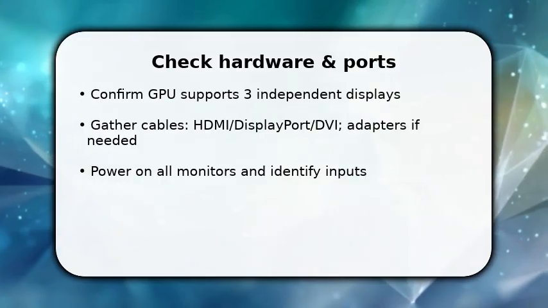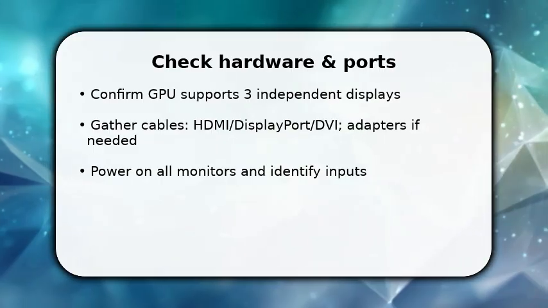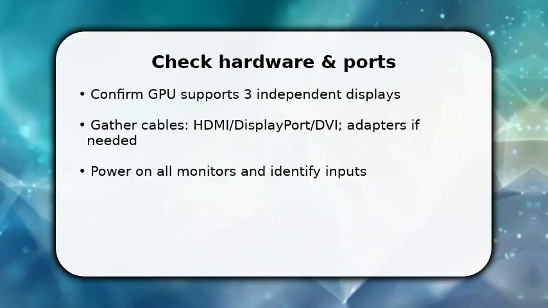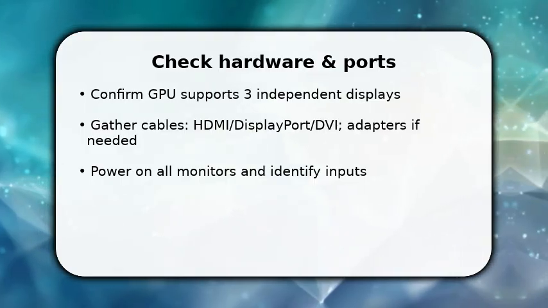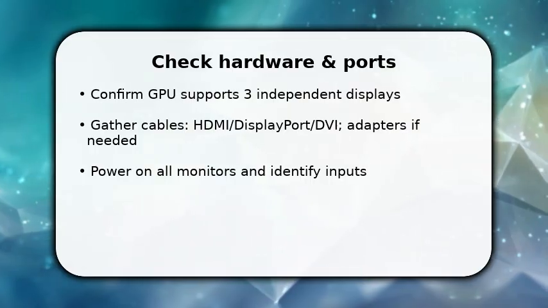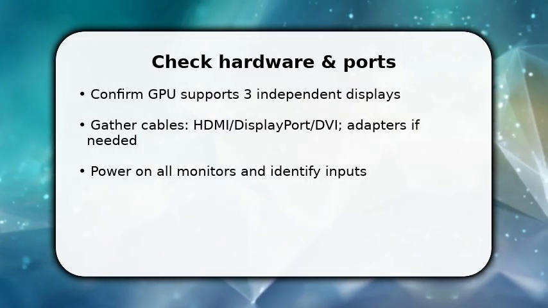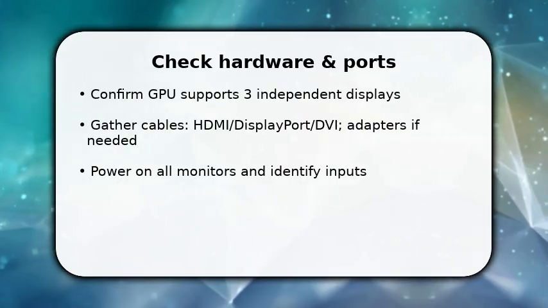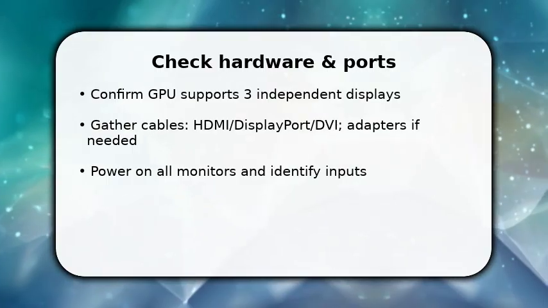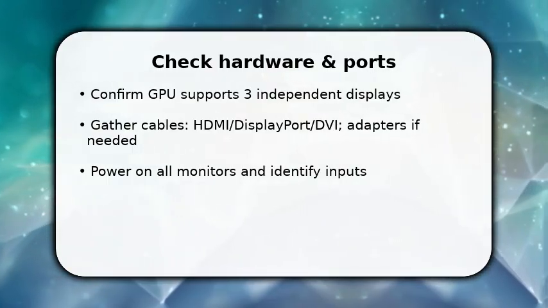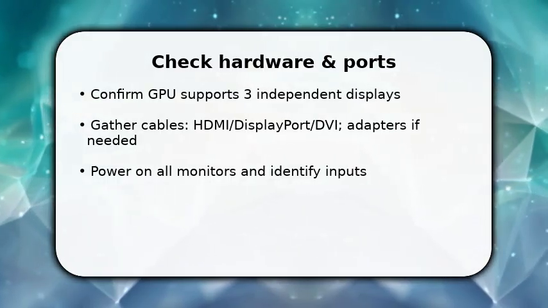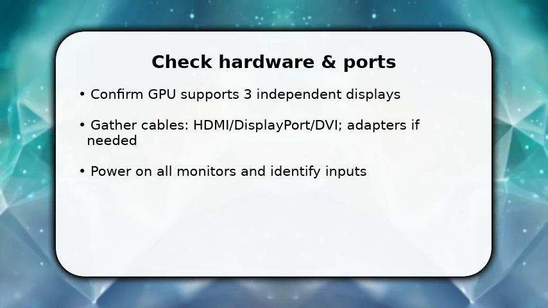You start by confirming the GPU and laptop outputs support 3 independent displays. This explains why mirroring often happens. Once done, connect one monitor per available output port using the best quality cable you have. Make sure to power each monitor and set each to the correct input so the computer can detect them. You do this now because detection is the foundation. Without distinct active ports, the OS cannot extend desktop across 3 screens.